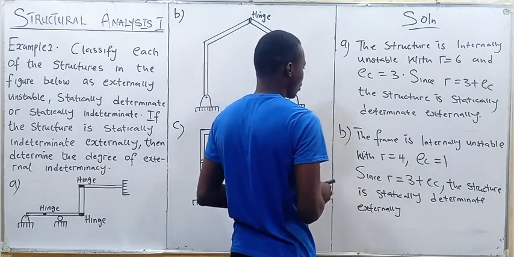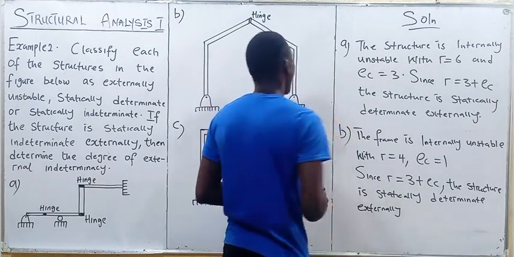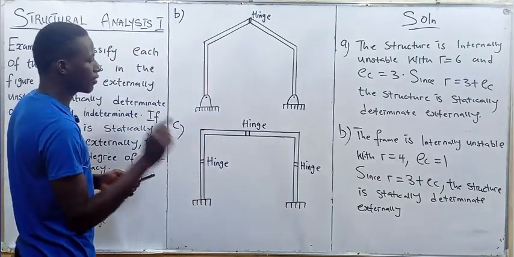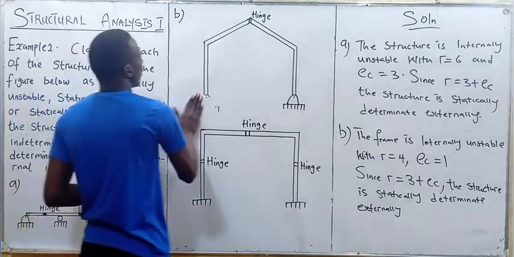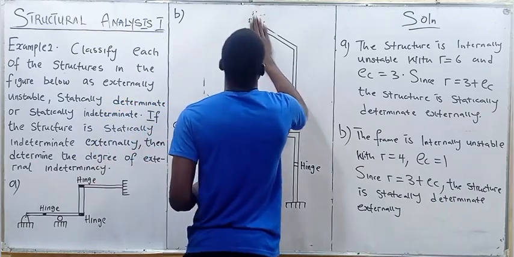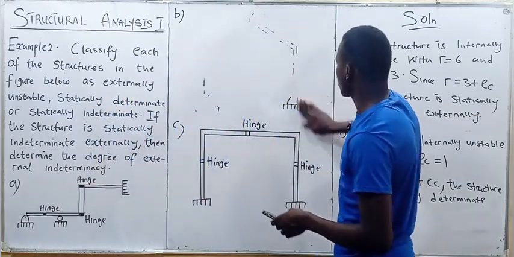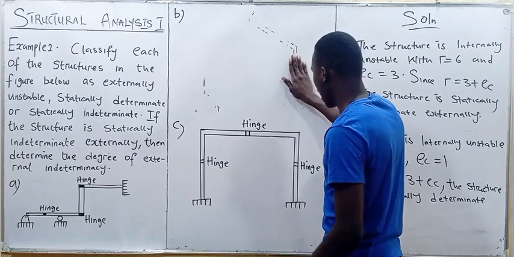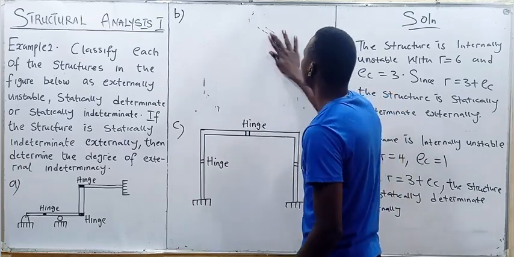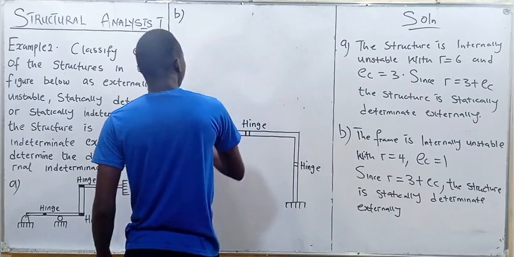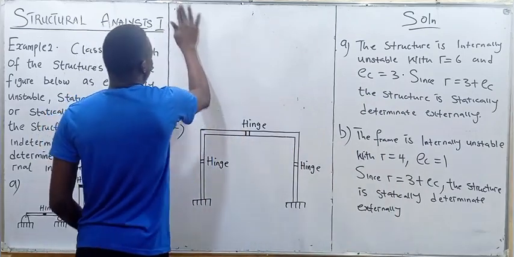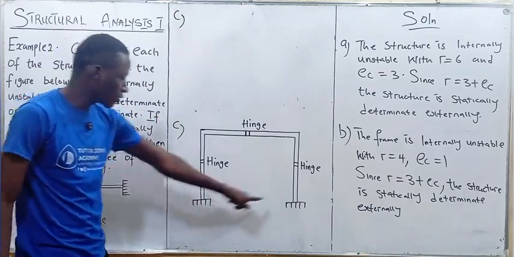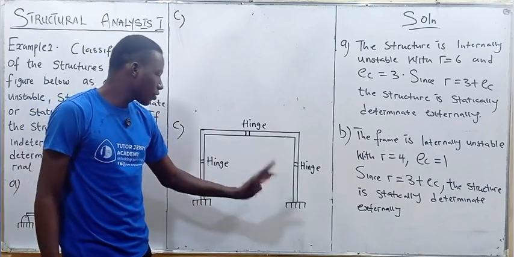All right, so this is what we have. Now we are going to be looking at the last one, which is number C. We have number C on the board. You can see from this figure here, it is hinged in three places, and it has two fixed supports. Two fixed supports will produce 6 reactions. You can see here we have a fixed support. This one will produce 3. This will produce 3. That is 6.